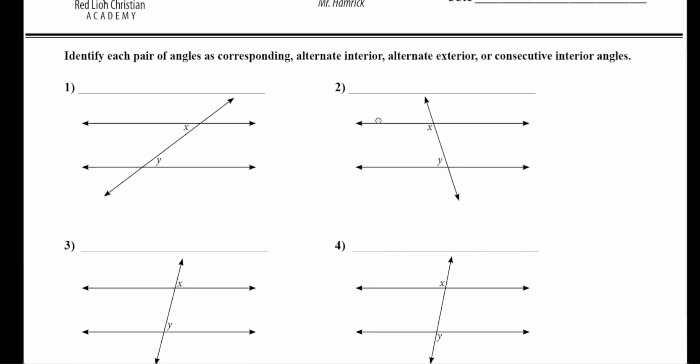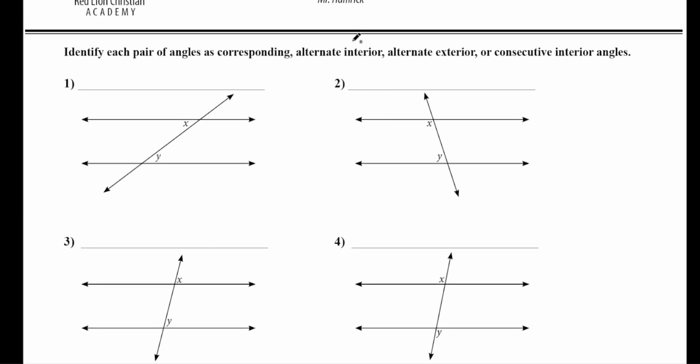Let's do this. All right, you're going to have to know these words right here. Look, I give them to you, and I'll give them to you on the test as well. Right, here are the 4 words. Well, 4 phrases, I guess: corresponding, alternate interior, alternate exterior, and consecutive interior. You have to know what's what.